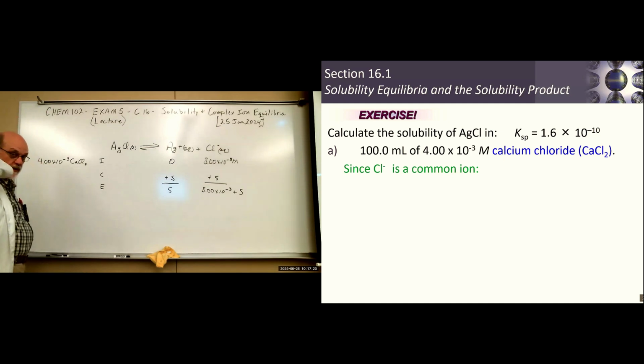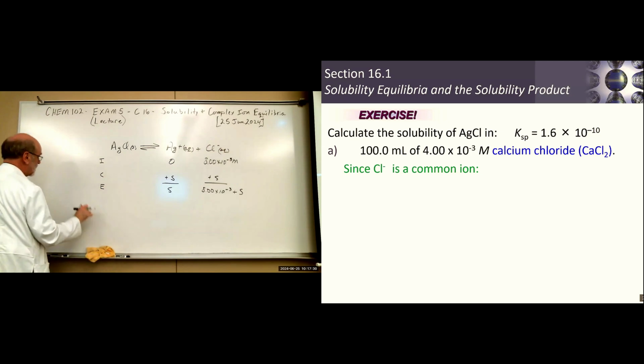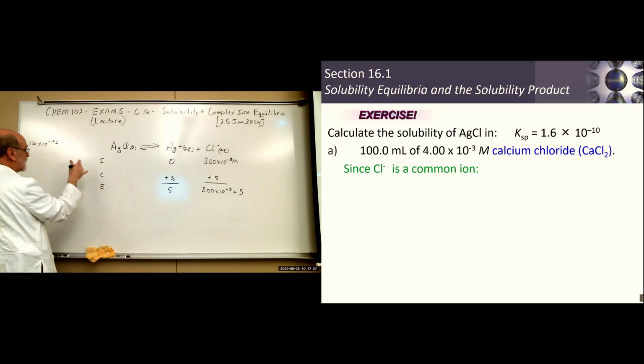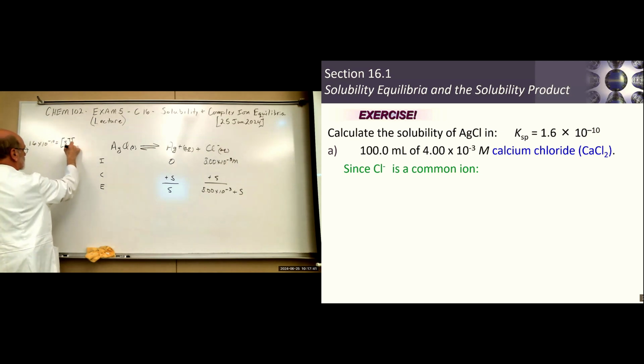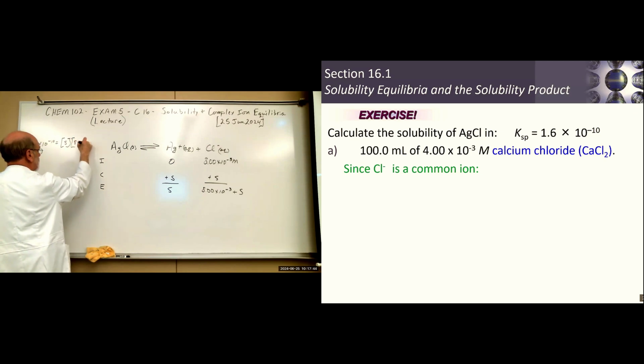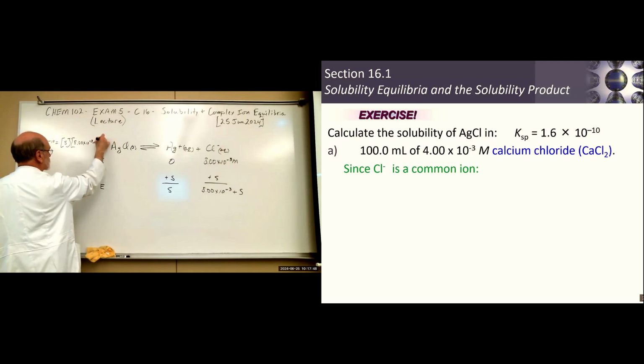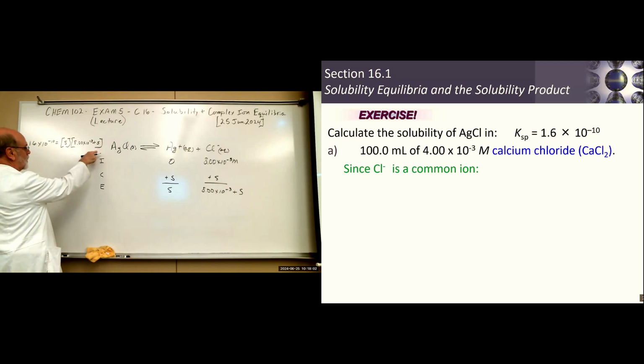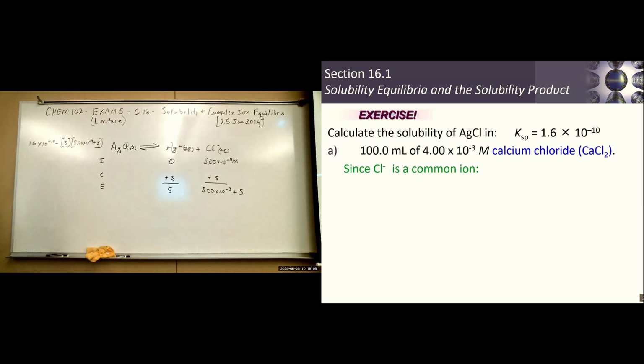Now we can set up our equilibrium expression, 1.6 times 10 to the minus 10 equals silver concentration, S, times chloride concentration, 8 times 10 to the minus third plus S. Now, if you don't want to use a quadratic, because S times S is S squared and S times that is an S, so you're going to have your quadratic set up there. You can do that.